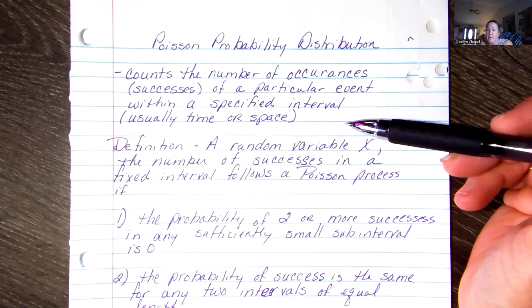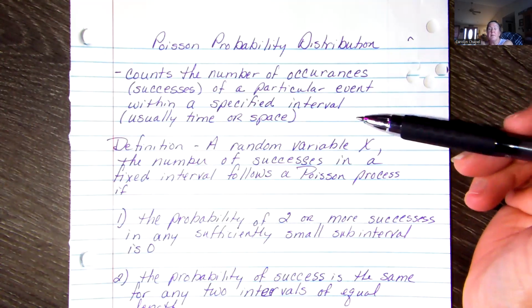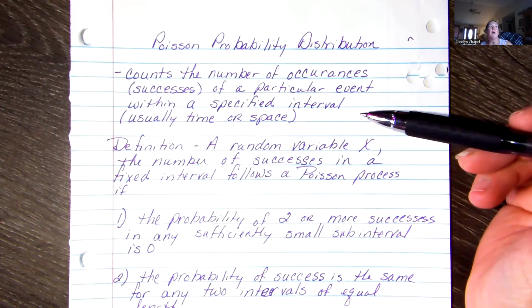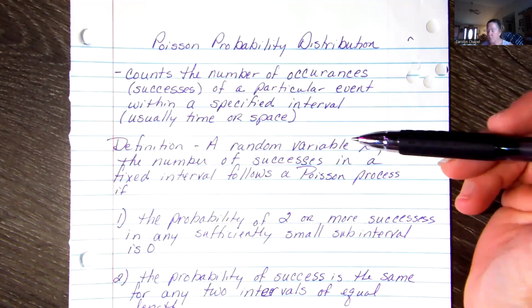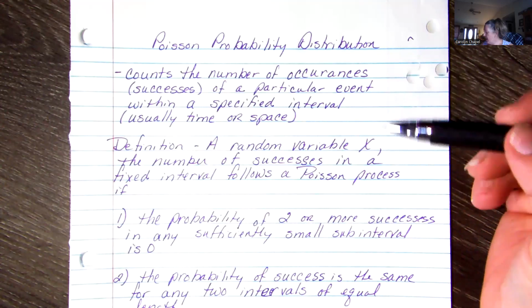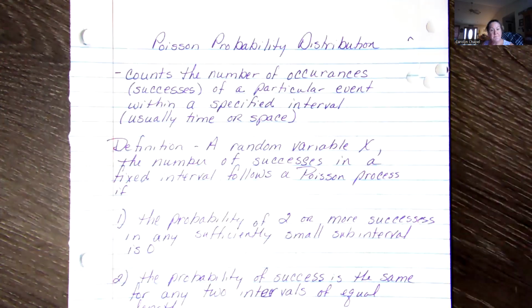Poisson probability does happen a lot, and this is sometimes how they determine how often they need to repair bridges, and things of that nature.